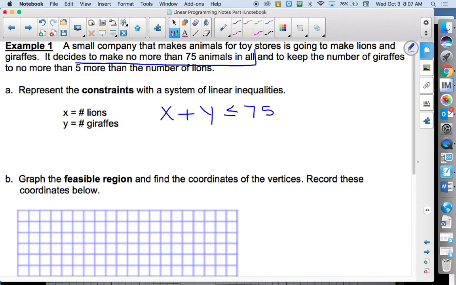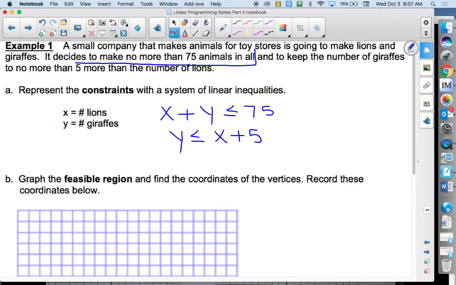Matthew? Y is less than or equal to x plus 5. Perfect. So x plus 5, x is lions. 5 more than lions. So here's my lions plus 5. So 5 more than lions is the part on the right. No more than means my number of giraffes has to be less than or equal to that. It can't be more than that. It has to be less than, or it could be equal to the value.